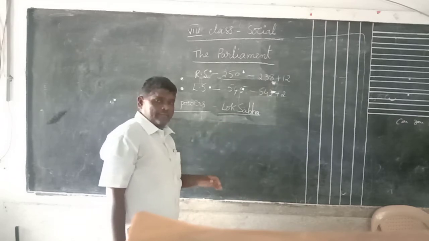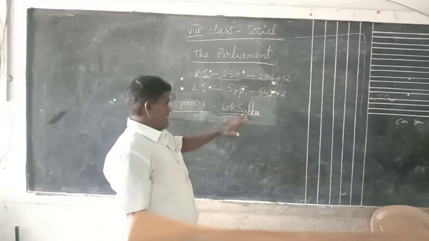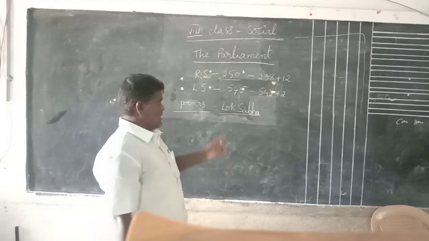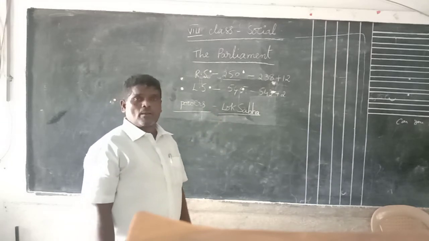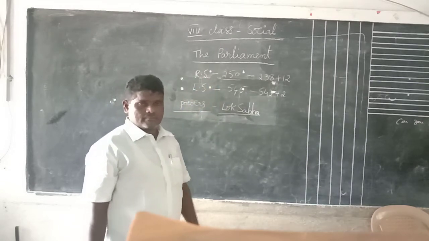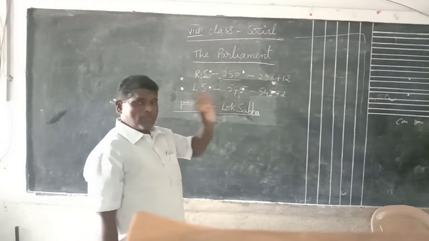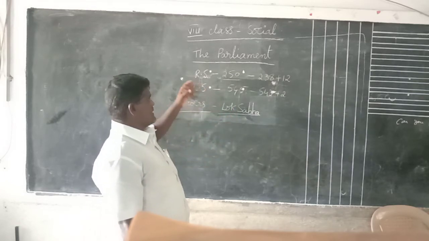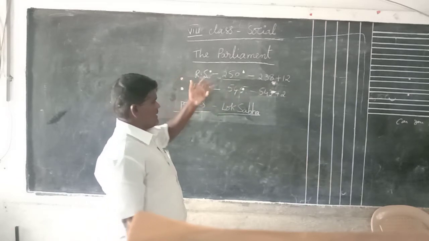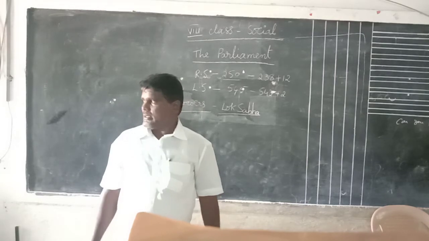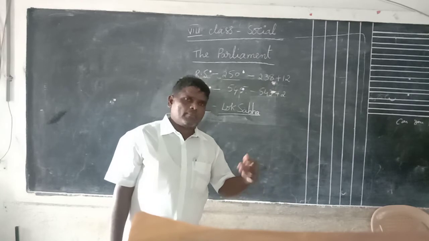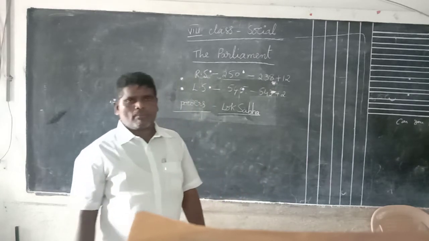Members attend the sessions of the Lok Sabha. Lok Sabha members are also MPs, members of parliament. Rajya Sabha members are also MPs. Members of the two houses are called members of parliament. MP means a Lok Sabha member or a Rajya Sabha member, called a Member of Parliament.